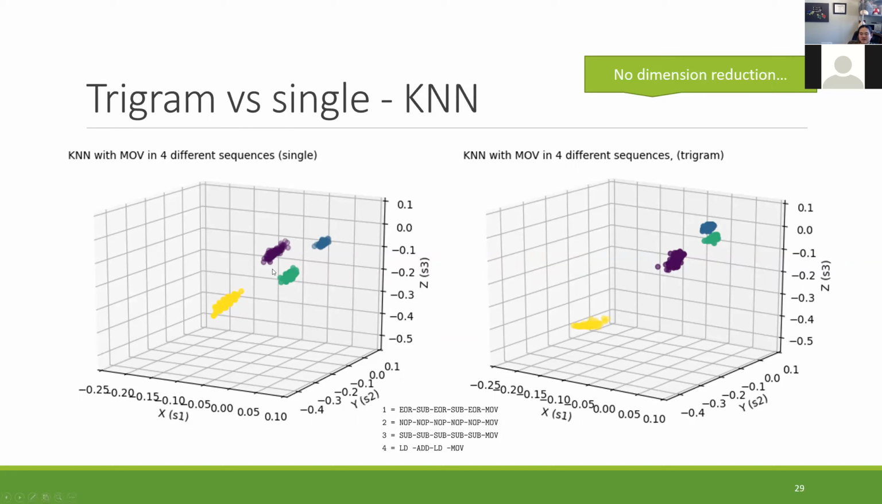This data was sampled 4x, which means that the single sample has 4 dimensions of data, and the trigram 3 instruction capture has 12 dimensions of data. There's no dimension reduction here. So on these graphs, I only plotted 3 dimensions. You can't represent more than 3 dimensions here. So you can see, it looks pretty similar, right? Using k-nearest neighbor.